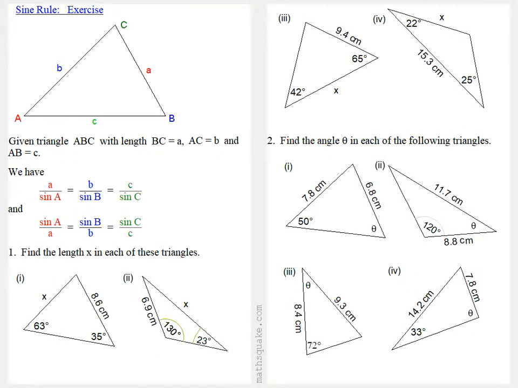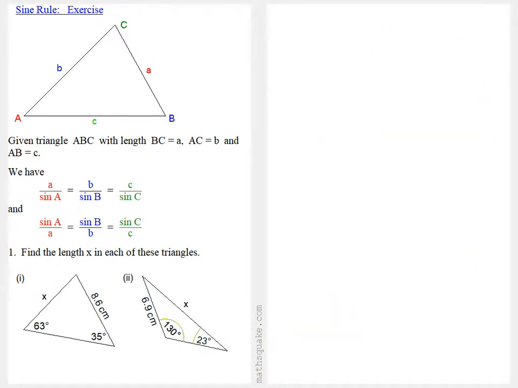Now we're given an exercise. In question 1 we're asked to find the missing side x in each of the triangles, and in question 2 we're asked to find a missing angle in each of the triangles. Pause the video at this point, have a go at these questions yourself, and when you've finished, start the video again and I'll go through the answers. So let's see how they're done.